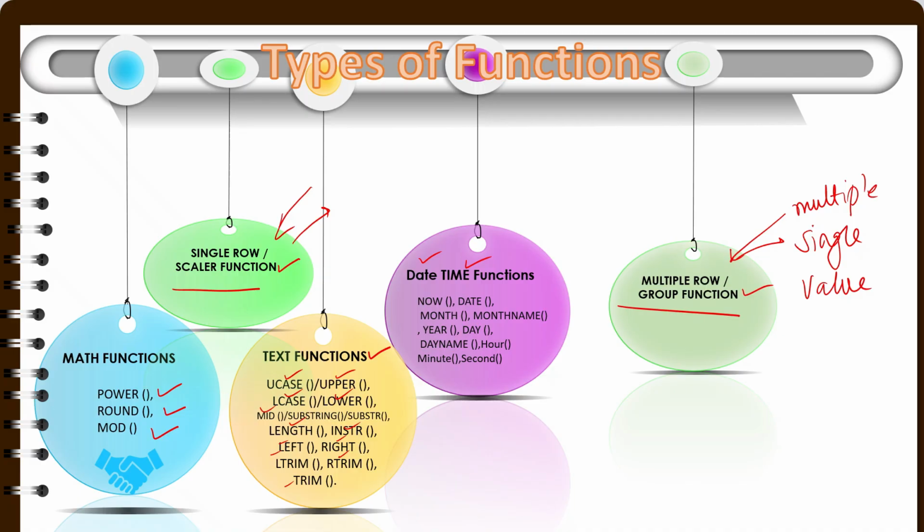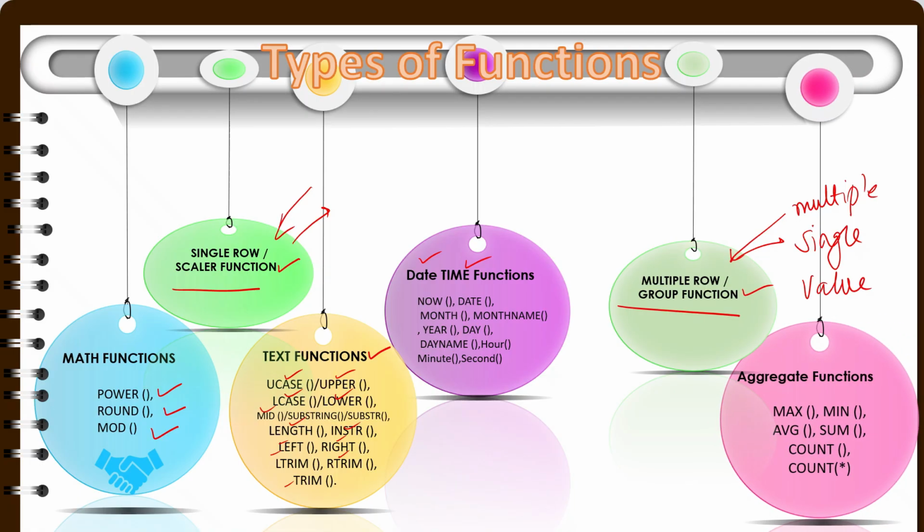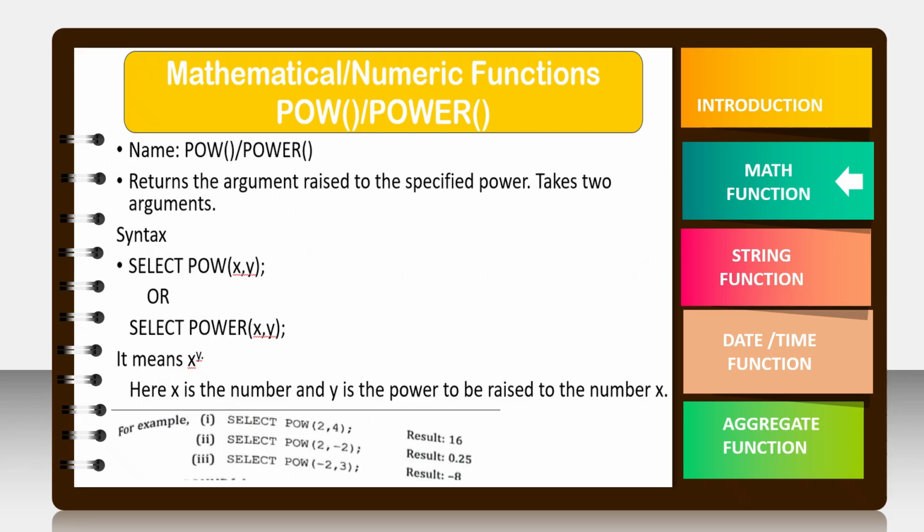While we are talking about multi-row functions, multi-row functions include aggregate functions: max, min, average, sum, count, and count star. So these are the categories of functions. Single row is further categorized into three parts, then multi-row. So let's talk about this first topic, that is mathematical function, and then one by one we will talk about all these functions. So let's start with power function.